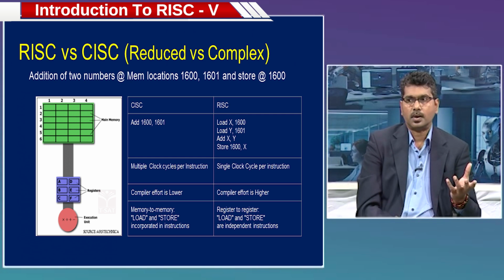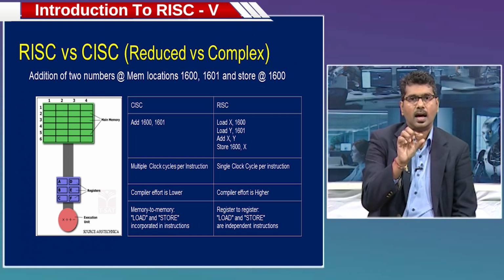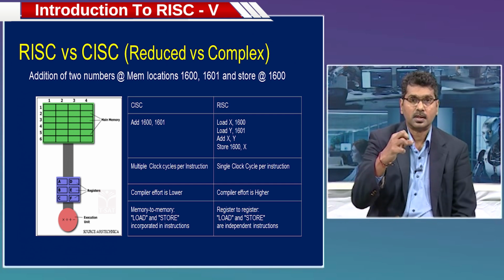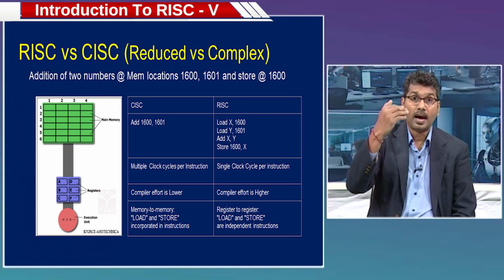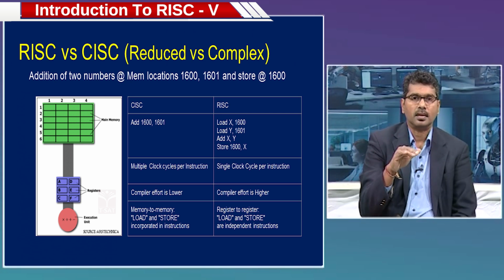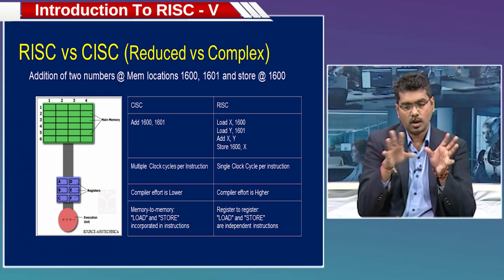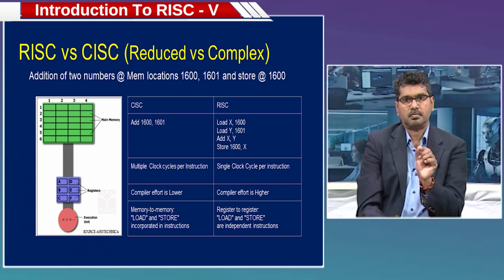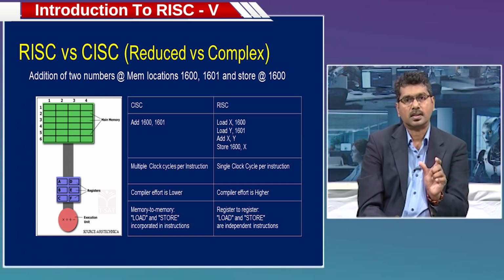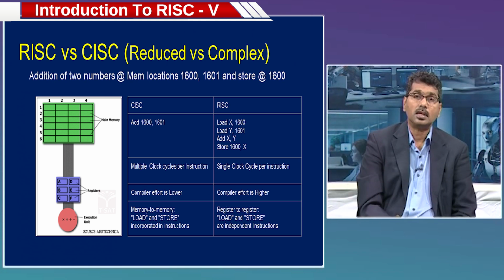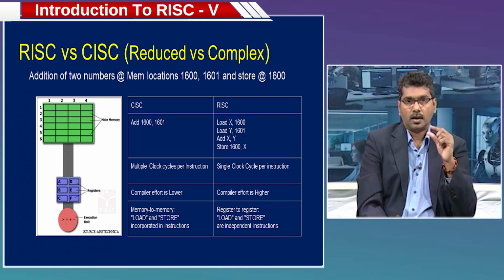In the CISC, you essentially have one instruction which says add 1600, 1601, and all the complexity of fetching the numbers, adding them and putting the result back is built into the instruction. The software doesn't need to know any of the details. It's all built into the chip, so you just run that instruction and everything is done. On the RISC side, you essentially need 4 instructions. You load both the numbers, then you do an add instruction, and then you store it back.